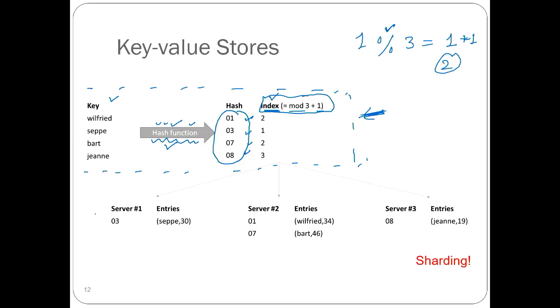And here we have 3 servers, server number 1, server number 2, and server number 3. All right. So in the case of the first record, which is Wilfred, it will be hashed to server number 2. Here we have it, right? And then for the second record that corresponds to SEPE, whose hash is 03, you would apply the same index, I mean the second hash, and it will take you to server number 1.